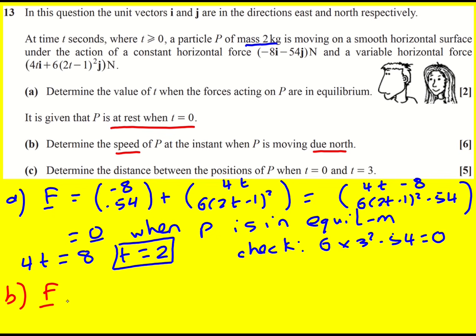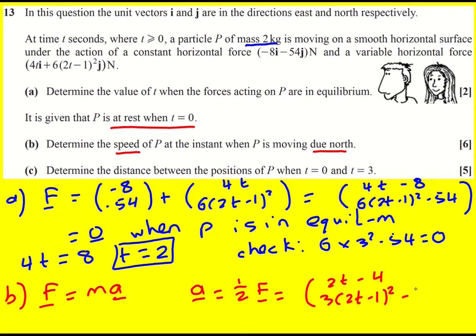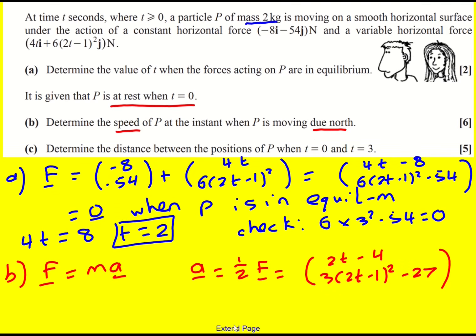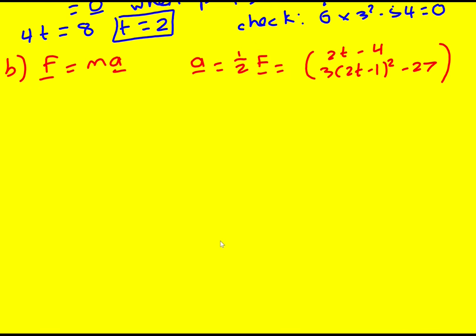So F equals ma, which means a is going to, in this case, be 1 over m times F, or half F, which is going to become 2t minus 4, 3 times (2t minus 1) squared minus 27. That's my a. Now that is actually dv by dt. So to get v, we can integrate.